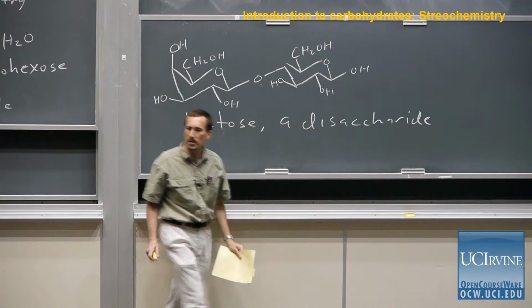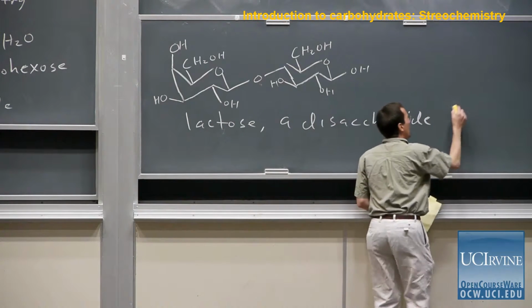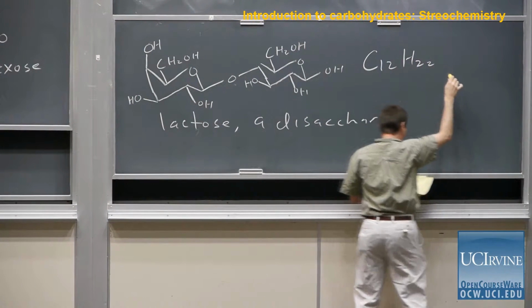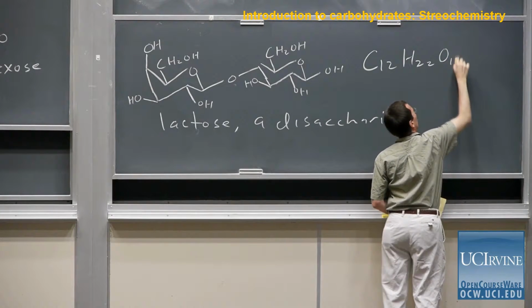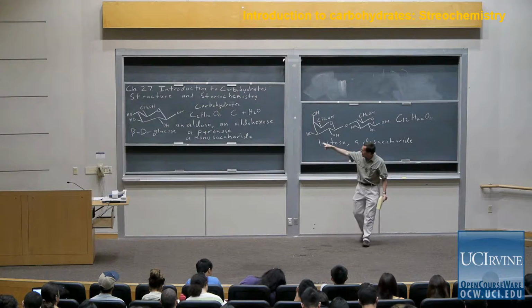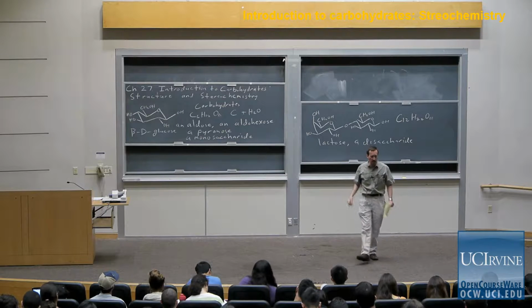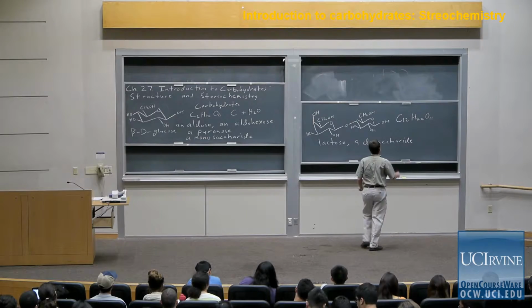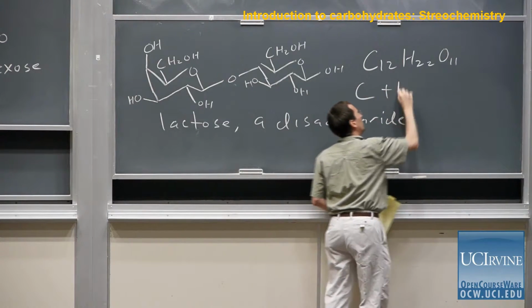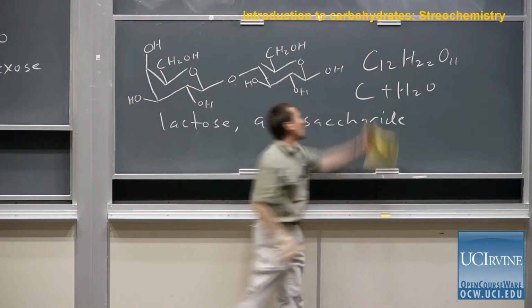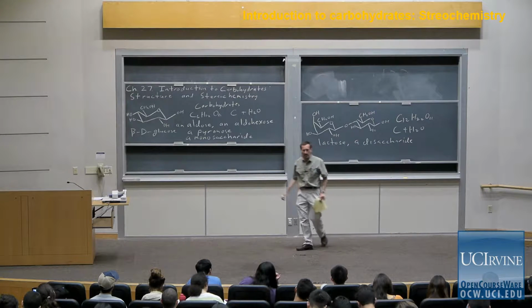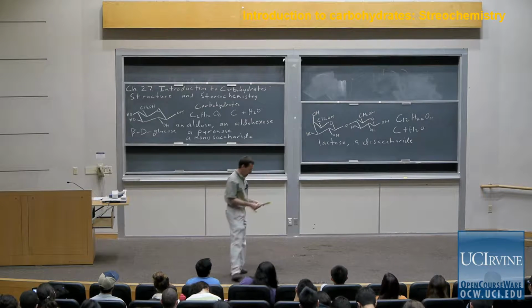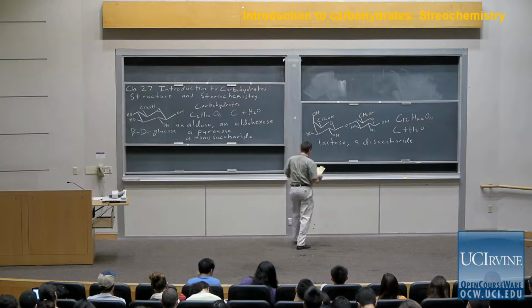So if you write out the molecular formula of lactose, it's C12H22O11. And so you'd say, well, we don't have the same ratio of carbon to hydrogen as we had, because we've connected in glucose. But if you notice, it's still a carbohydrate. It's still effectively carbon plus H2O. In this case, 12 carbons plus 11 H2Os. In the case of glucose, 6 carbons plus 6 H2Os.